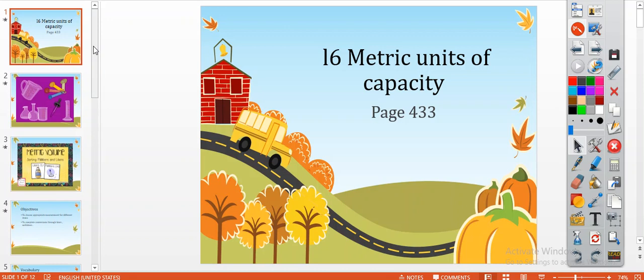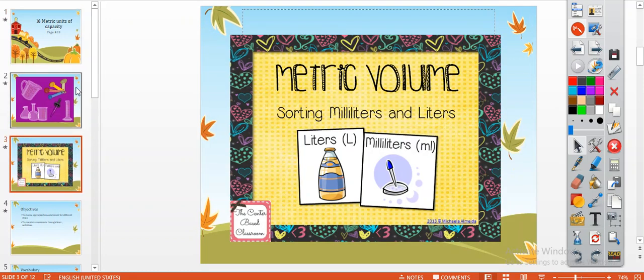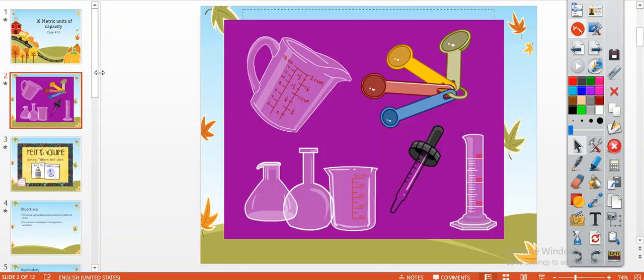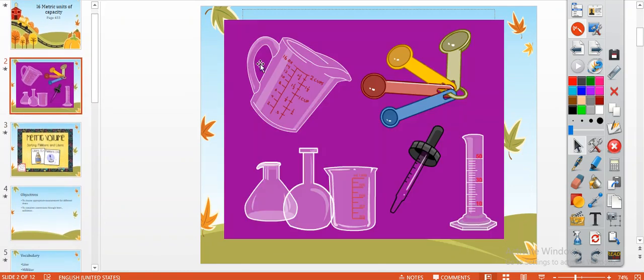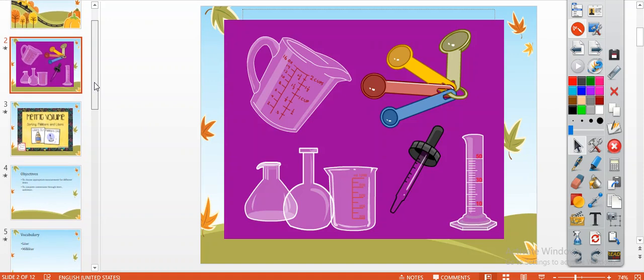This lesson has the same concept of the two lessons that we took before, which is converting metric units of mass and converting metric units of length. As you can see here in the picture, I have a graduated cup, a graduated cylinder, a dropper, some measurement spoons, and some tools that you use in making experiments. All of these objects are used to measure volume of liquids.